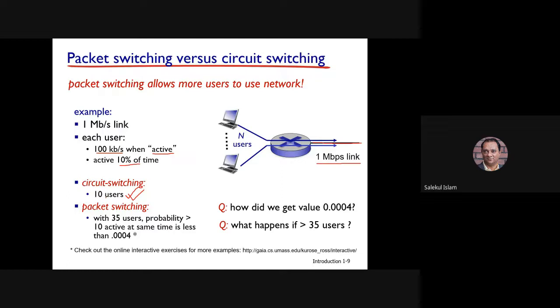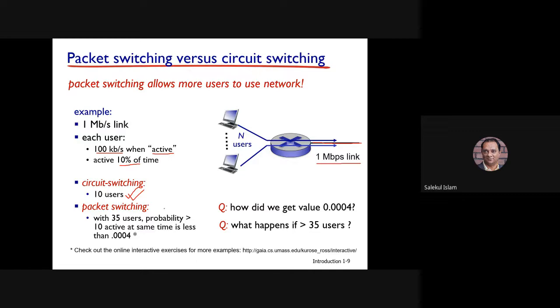But in the case of packet switching, they have done some probability, and I'm not going into that calculation, you just have to believe me that the result is correct. According to their probability theory, you can do the same math easily, because if one user is active 10% of the time, then two users being active simultaneously will be 1 by 10 multiplied by 1 by 10, something like that. Like if you roll 3 dice, what is the probability that all of them will be 6, that kind of calculation.